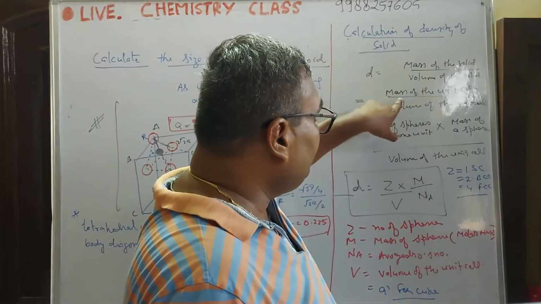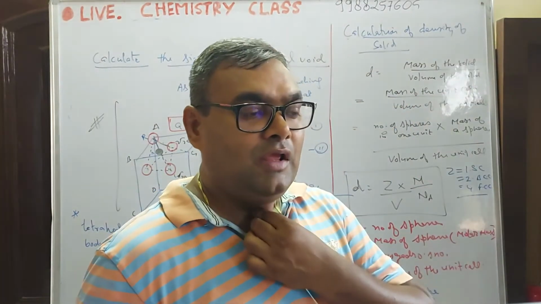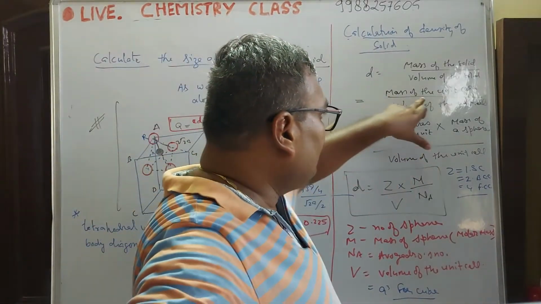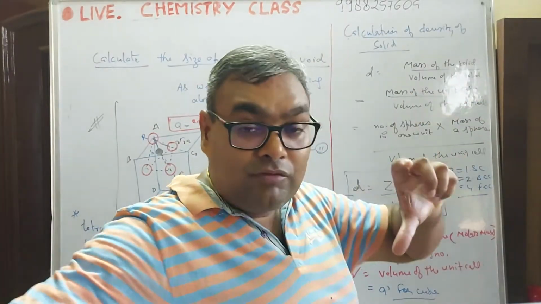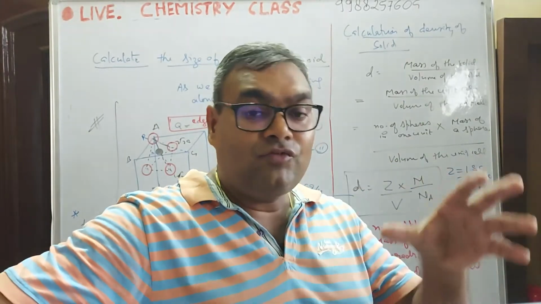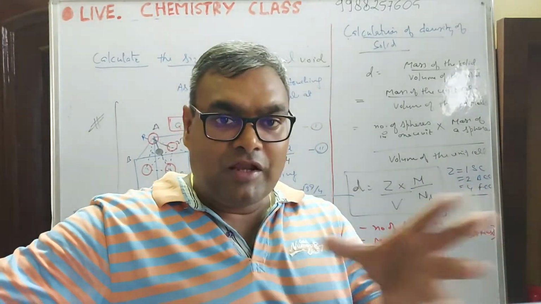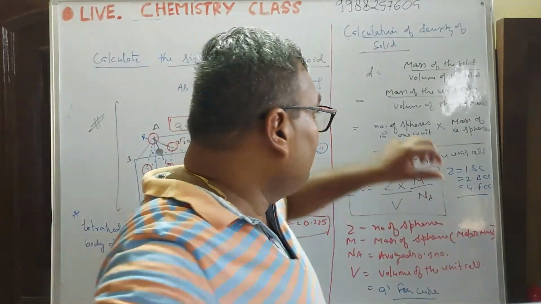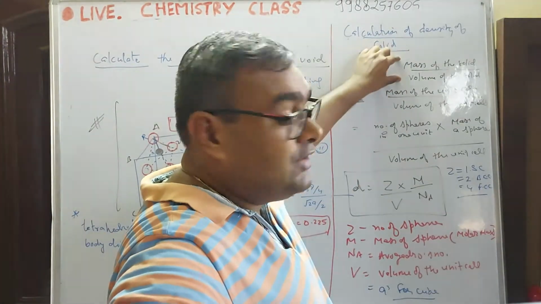Mass of the solid means that is the crystalline solid. If you find out for one unit cell, then you can consider mass of the one unit cell divided by volume of one unit cell, because you know in any crystalline solid units are repeated in all three dimensions. ओके, सो अब एक यूनिट सेल की जो डेंसिटी होगी वही पूरे सॉलिड की डेंसिटी होगी.